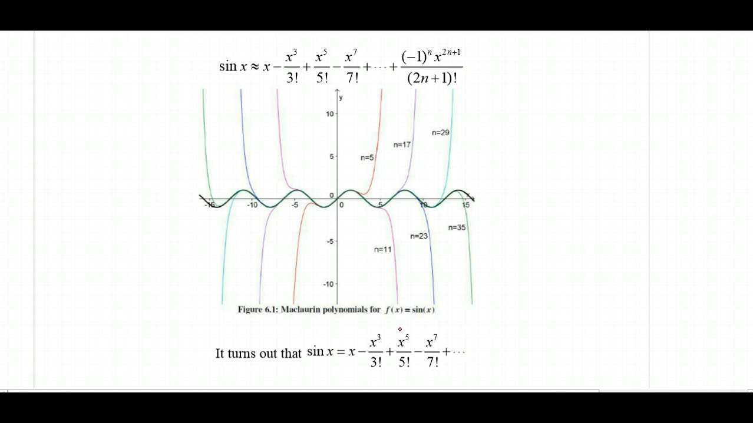So we're now going to take a look at how to generalize this idea of an infinite series representing a specific function. And in fact, that infinite series that includes the variable x is what's called a power series.